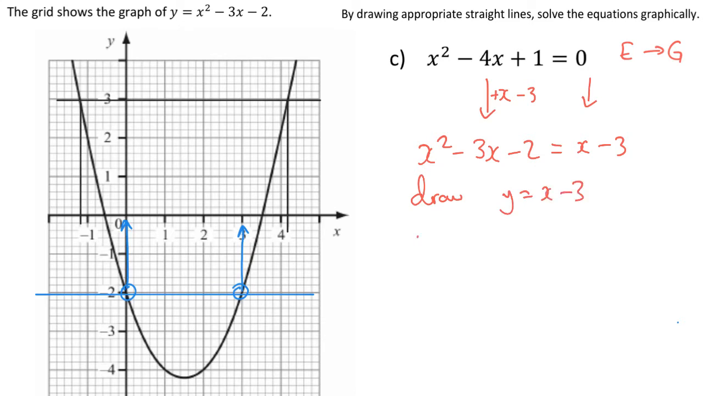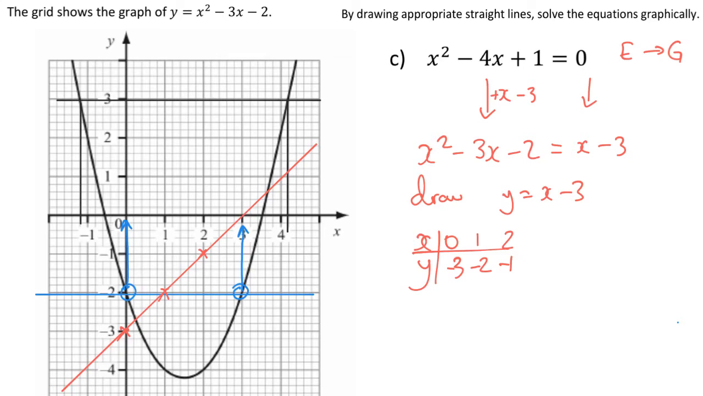To do so, a table of values is good. So x, y, pick 3 x values, say 0, 1, and 2. When x is 0, y is negative 3. When x is 1, 1 take away 3 is negative 2. When x is 2, 2 take away 3 is negative 1. So our coordinates there are (0, -3), (1, -2), and (2, -1). We can join those up and form a straight line.